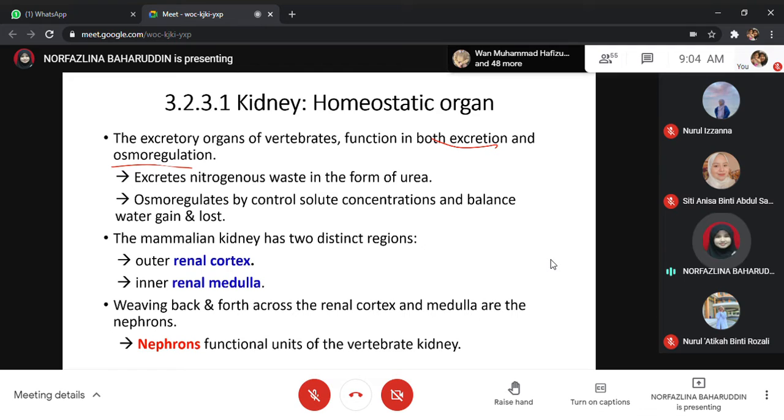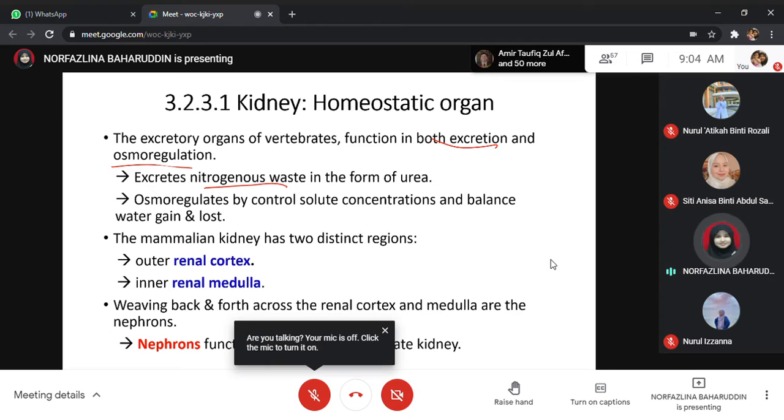Excretion is a process of eliminating or expelling waste from your body. You nak eliminate apa yang you tak perlukan. For example, you don't need nitrogenous waste in your body because nitrogenous waste ni tend to form toxic ammonia. So it's not good for your body. So you need to excrete nitrogenous waste. Kalau tidak dia jadi ammonia and dia akan meningkatkan you punya pH dalam badan. So we need to eliminate. And then apa lagi? Kita nak control solute concentration and balance water gain and loss.